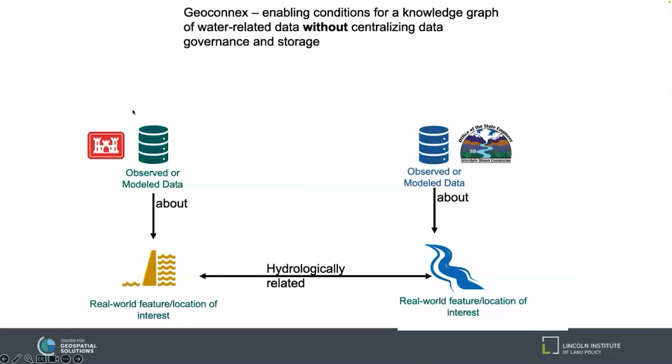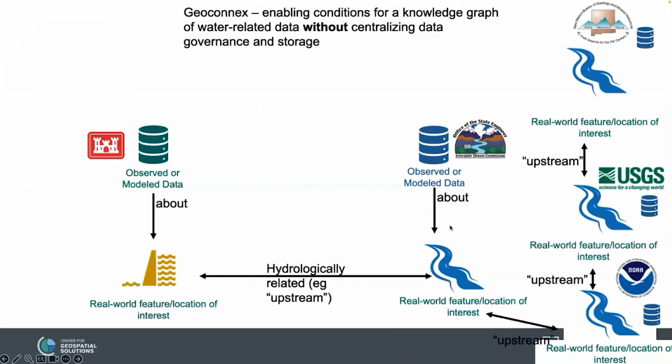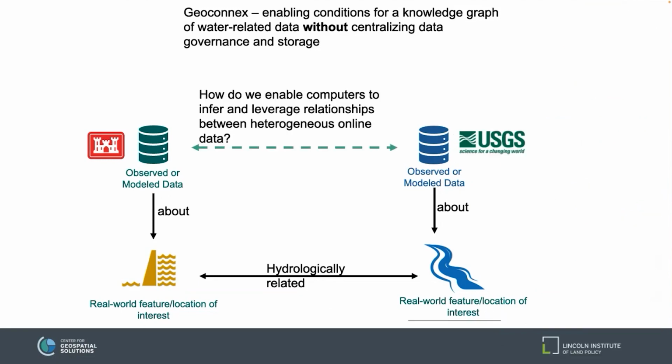And so these real world features are hydrologically related. But how can we know? And the hydrology can obviously get much more complex because there are more upstream and downstream relationships. There's surface-groundwater interactions. How do we get to all of this data without knowing about it ahead of time? And so how can we enable computers to leverage relationships in the real world that are hydrologic to let us draw connections between data?